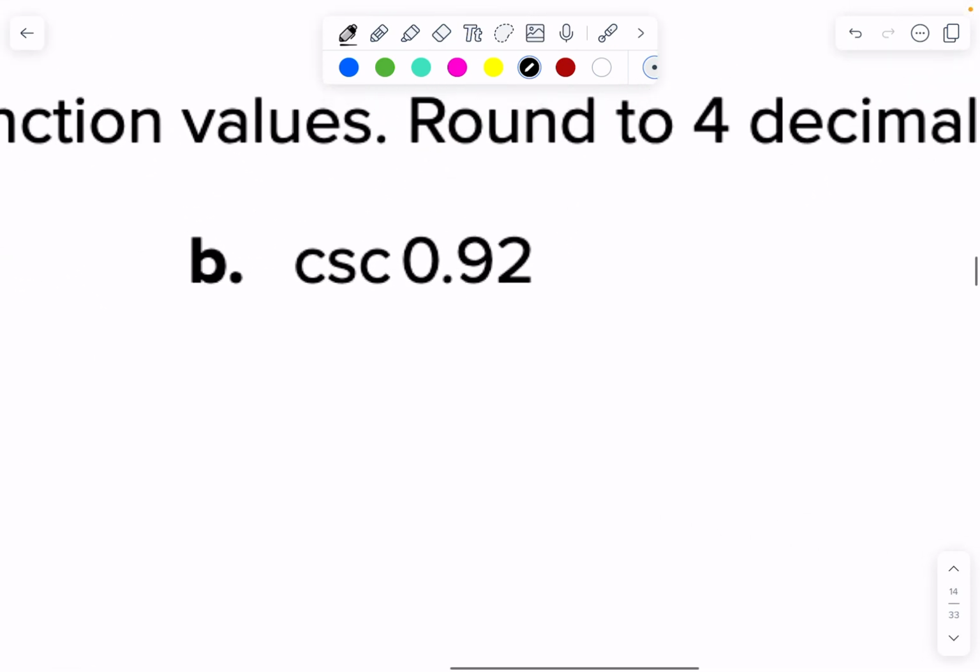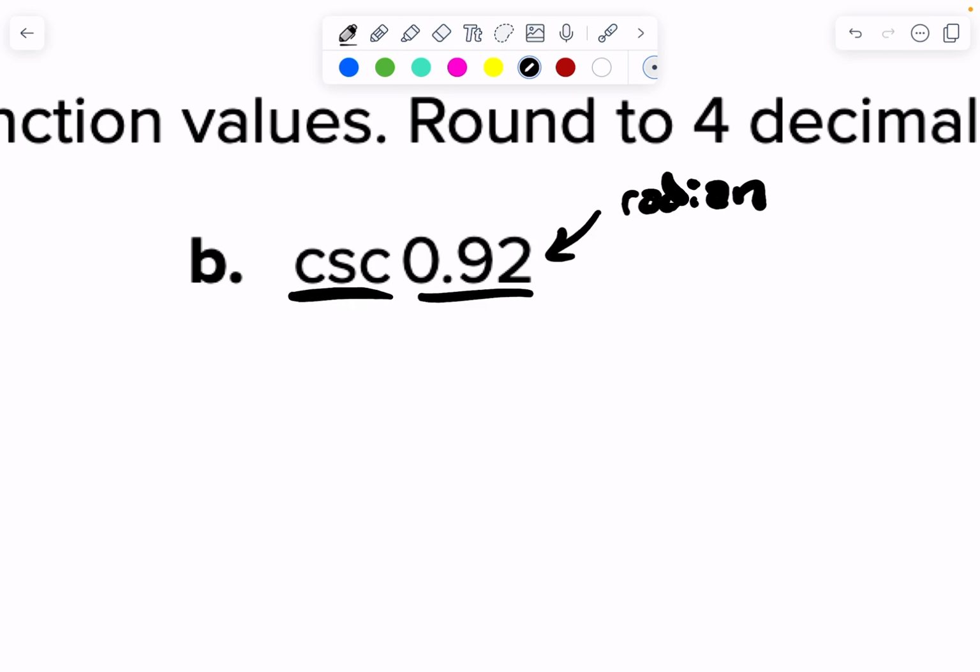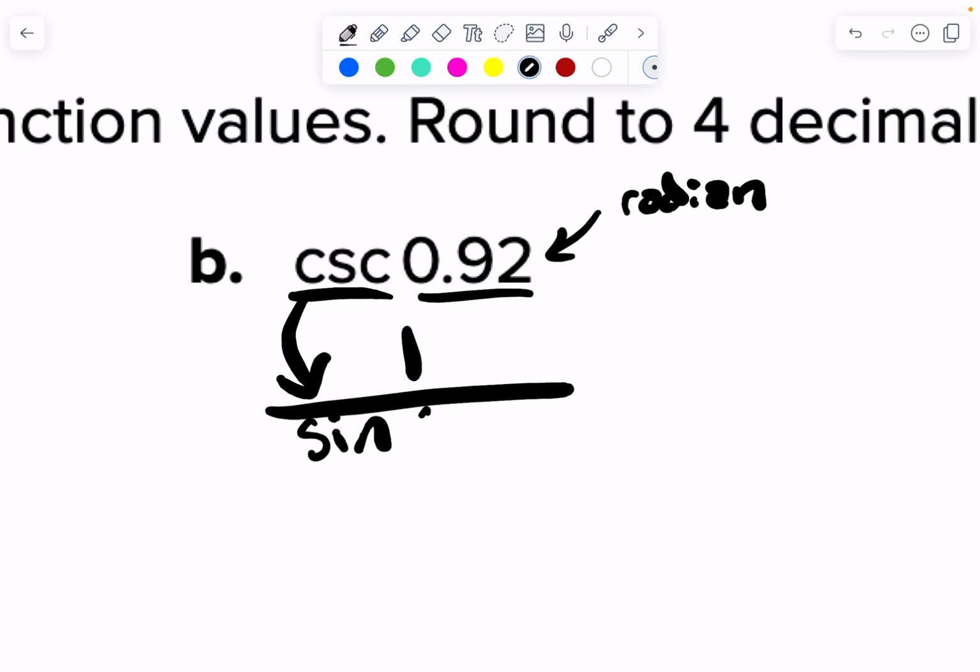B says cosecant of 0.92. They don't put a degree symbol here, so this is a radian. It's kind of an icky radian because normally we want to put radians with a pi in there, but this is just the decimal version of a radian. We don't have a cosecant button on our calculator, but cosecant is the opposite of sine. So what we do is 1 over sine of 0.92.